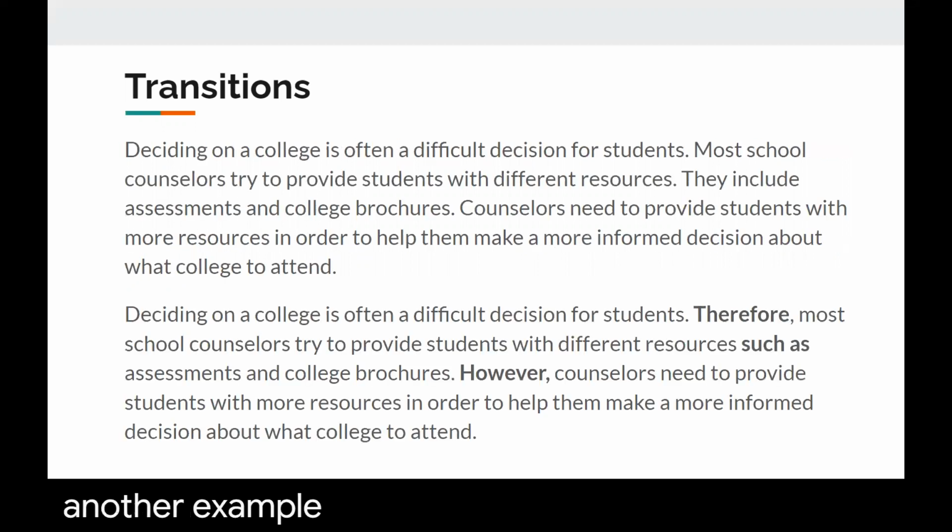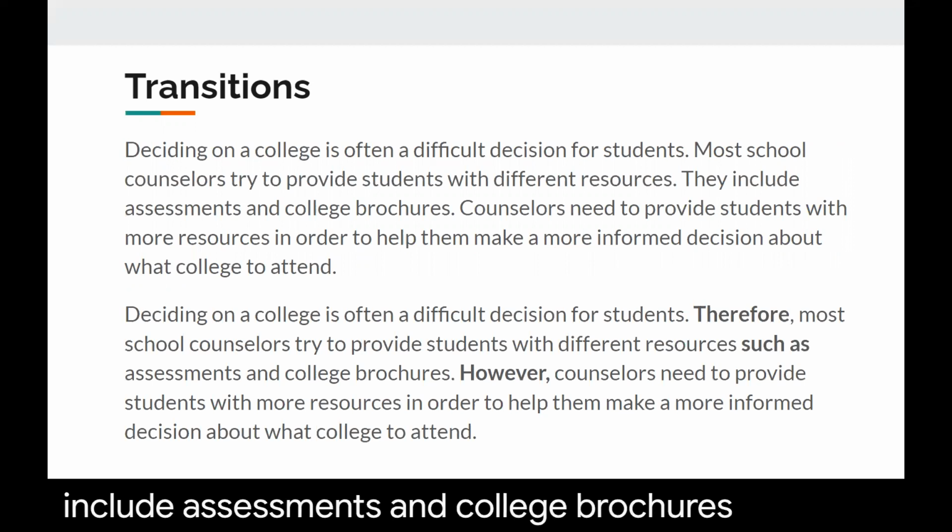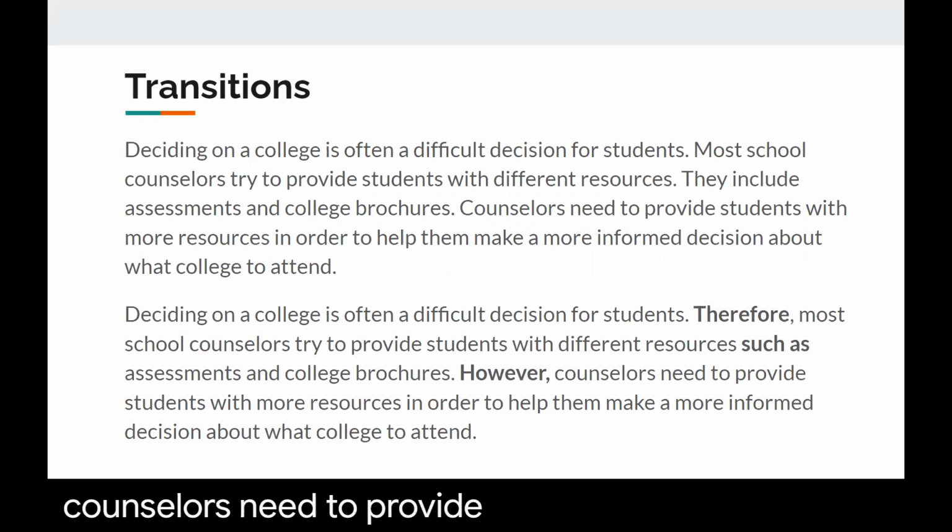Here's another example. Deciding on a college is often a difficult decision for students. Most school counselors try to provide students with different resources. They include assessments and college brochures. Counselors need to provide students with more resources in order to help them make a more informed decision about what college to attend.